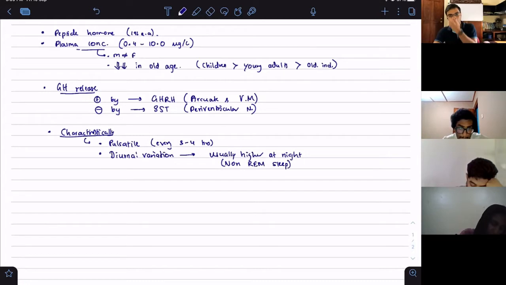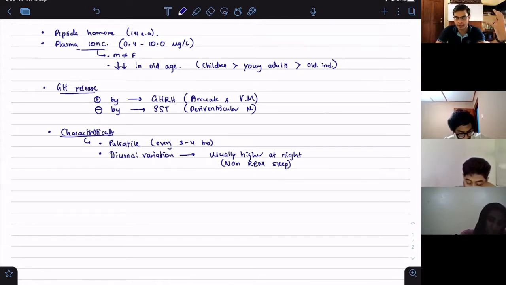You all know our sleep is mainly divided into non-REM and REM. REM means rapid eye movement. Your REM sleep is when you're usually seeing your dreams. So growth hormone is high when you're not seeing dreams, in the non-REM periods.